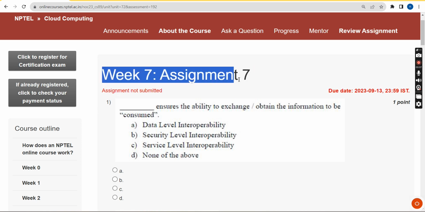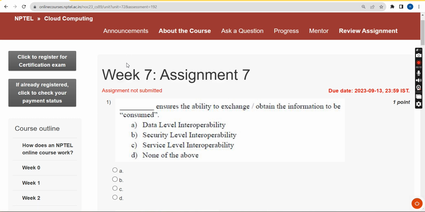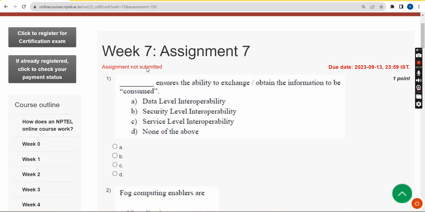So this is week 7 assignment of the course cloud computing. So friends, I hope almost all of these solutions are 100% correct.